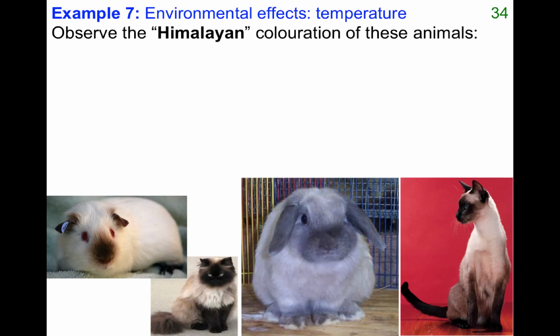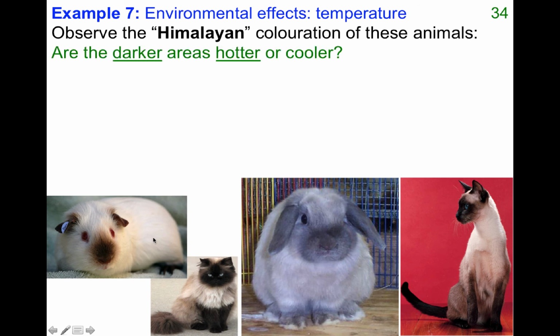All right, example 7. So environmental effects. We've been talking about genes as if that's all that matters, that the genes you have determine exactly who you are, but that's not the case. Environment matters as well. So one example of that is how temperature affects your phenotype. So when you look at these animals that have what we call Himalayan coloration, right, where there's these dark parts and lighter parts, would you think that the darker areas are hotter or cooler than the light parts? So pause the video and think about that for a sec.